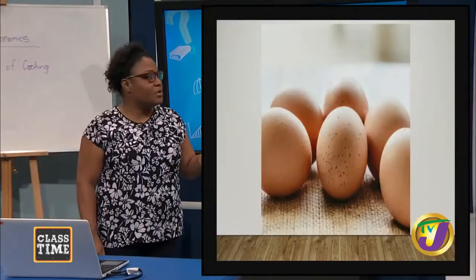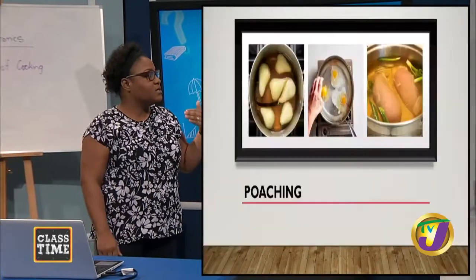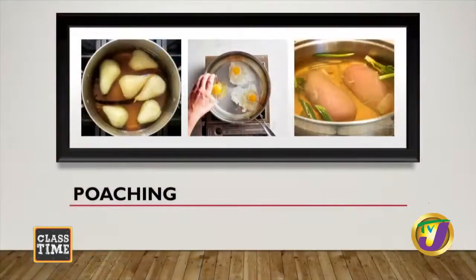And on this diagram, you'll see here the poaching. This one is the pears. The one to my far left is poaching pears in a nice syrup, poaching egg in water, and this is chicken breast in stock.